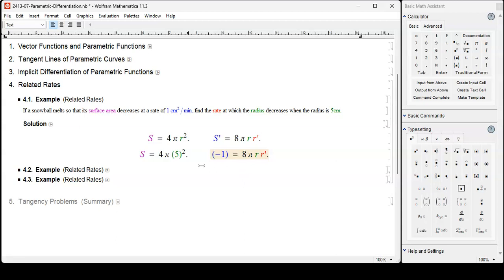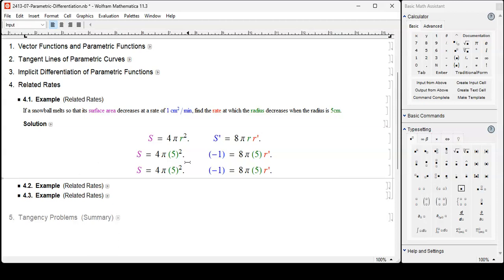And then r is 5, so okay, that's 5. And then r prime, that's the quantity you want to find out. And of course, you can find out s as well, even though this problem did not ask you. Well, let's go ahead and do that anyway. I could have certainly written the problem a little bit differently and slipped in finding the surface area at the time as well, when the radius is 5. So let's go ahead and do that.